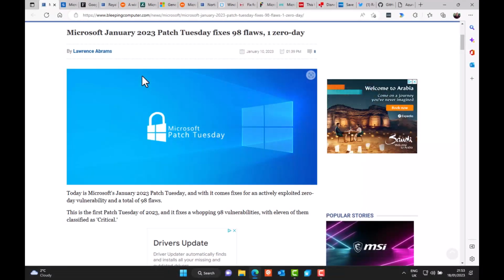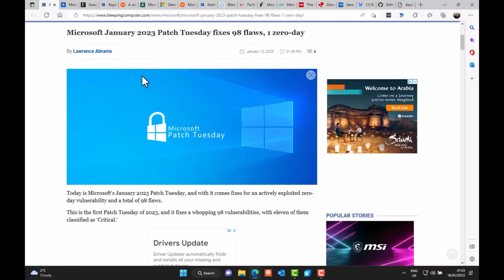The first Patch Tuesday of the year has passed, and there were 98 vulnerabilities patched by Microsoft, with 11 of them classified as critical. In total, the rundown is 39 elevation of privilege vulnerabilities, 4 security feature bypass vulnerabilities, 33 remote code execution vulnerabilities, 10 information disclosure vulnerabilities, 10 denial of service vulnerabilities, and 2 spoofing vulnerabilities. Patch Tuesday fixes 1 zero-day vulnerability, one actively exploited, and the other publicly disclosed.